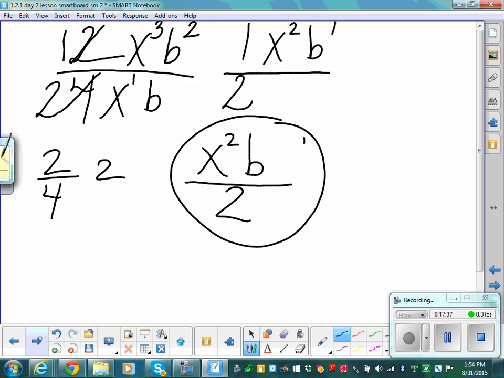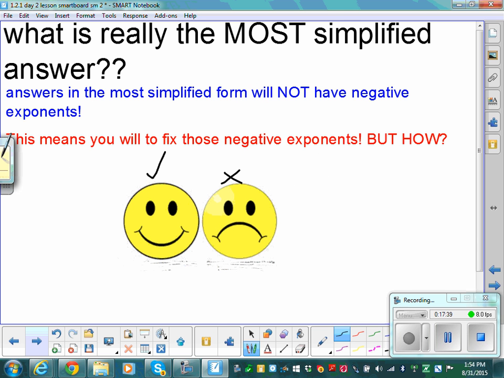So, fun fact for you. You might get a negative exponent in your final answer, but that's not considered in the most simplified form. Just like we don't like being around negative people, right? Negative people make us sad. Math doesn't like negative exponents, so we want to make them positive. And there's a little trick that you're going to use to make them positive. Awesome. You just flip it. Very good. So we might get an answer with a negative exponent.